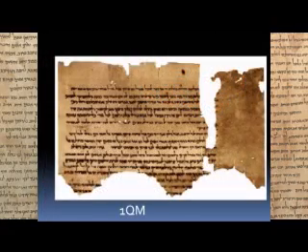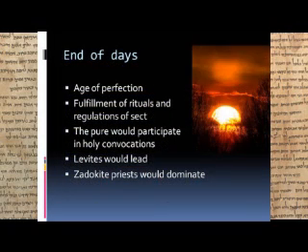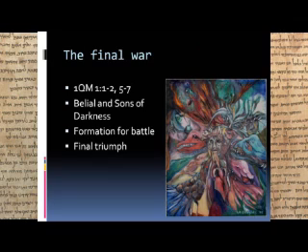The War Scroll provides our last major point of comparison. The War Scroll talks about the end of the days, an age of perfection when all the rituals and regulations of the sect will finally be brought into fruition, and the pure will participate in holy convocations with the Levites and the sons of Zadok leading. But a war must take place first between the sons of light and Belial and the sons of darkness.